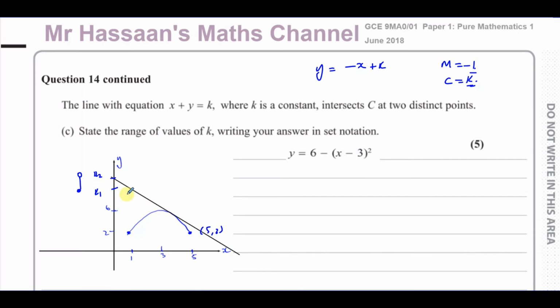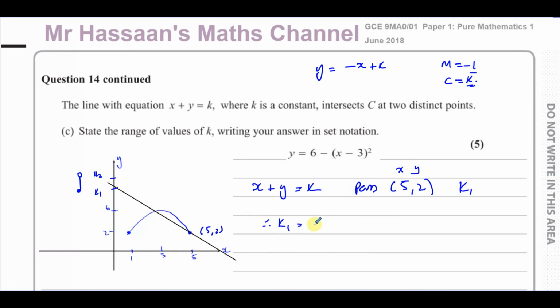For the first one, we can work it out by using the fact that this line, y equals minus x plus k, passes through the point 5, 2. We can even use this form, x plus y equals k. It must pass through 5, 2 for k1, the lower limit of k. So this is the x and this is the y value, therefore k1 is equal to 5 plus 2, which is 7. So that's the lower limit of the line.